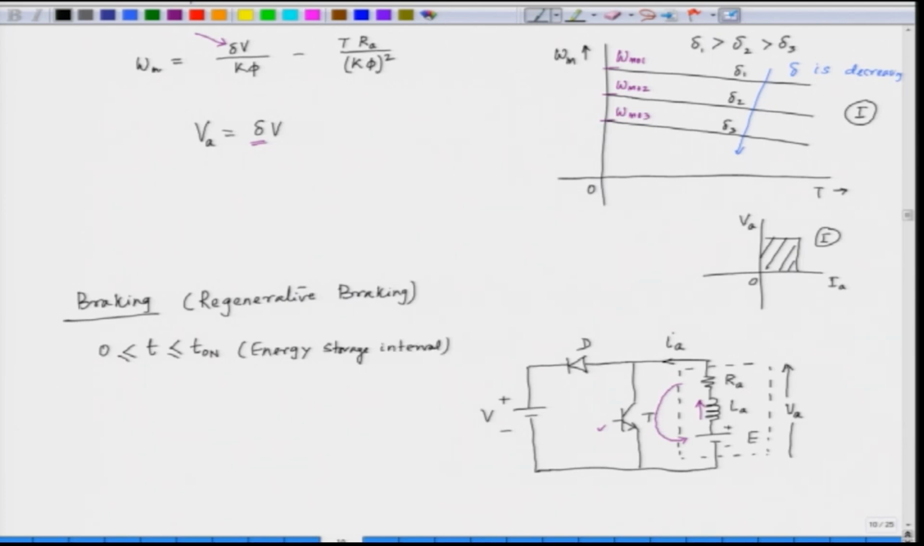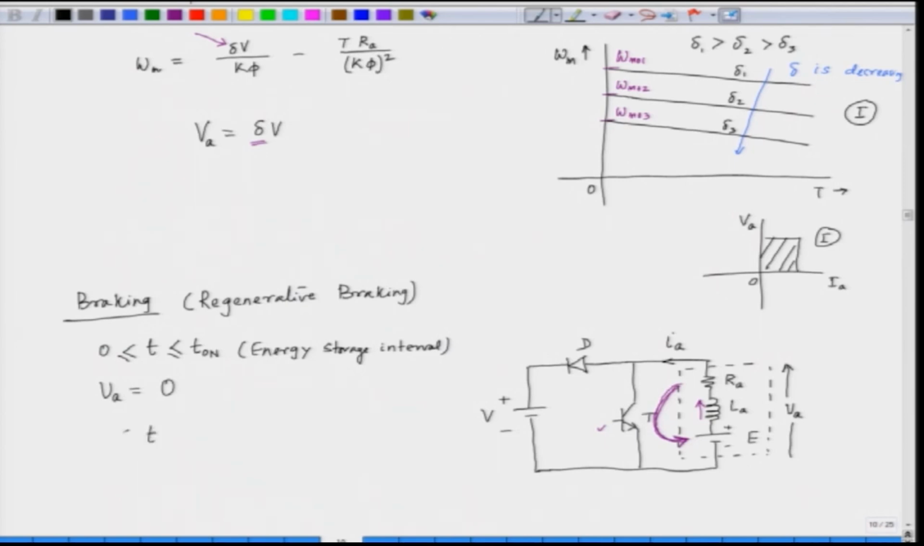And when it freewheels, what about the armature voltage? The armature voltage during the energy storage interval is 0. It means it is not connected to the supply. So, the armature is not connected with the supply, it is basically short circuited like this. So, the armature is shorted. So, when the armature is shorted, the voltage is equal to 0, and then we turn off the switch.